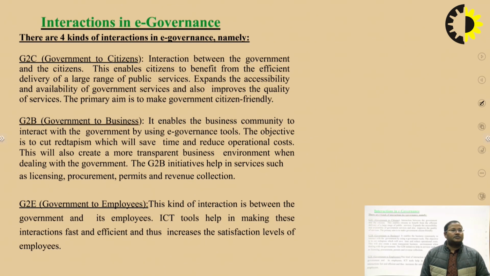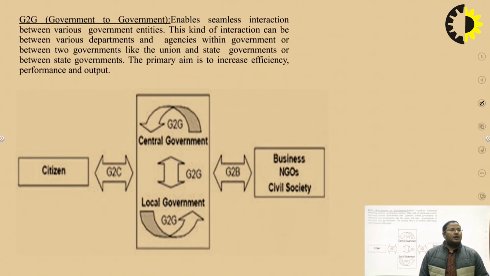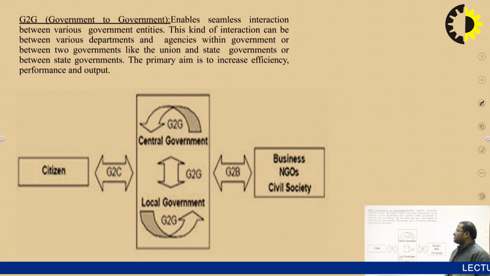Interaction in e-governance. While performing e-governance, different types of interaction are performed. Basically, there are four kinds of interaction in e-governance. The first one is G2C, which represents government to citizens. G2B, government to business. G2E, government to employees. And the fourth one is government to government. Here, the different interactions are shown via this diagram, along with who is using them.